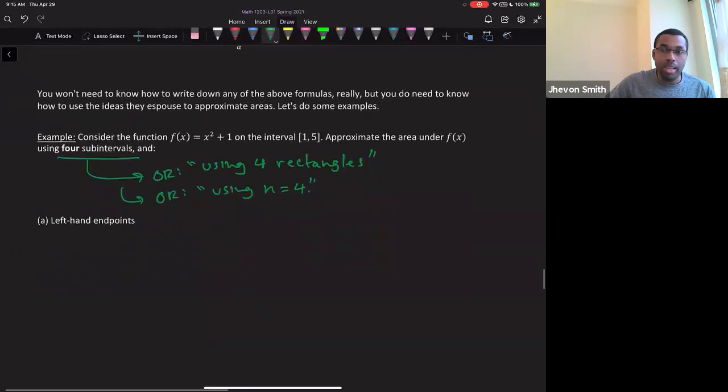Let's do it by the left endpoints. We're going to do all of them. I won't ask you to do all of them in one question usually, maybe 1 or 2, maybe just 1, in fact. I'll probably just ask you to do 1 of them. But I'm going to show you how to do all 3 of them so you know the difference.